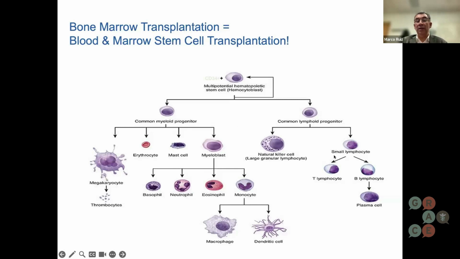As you can see here, this is what we call the stem cell, or the multipotential hematopoietic stem cell, and these are the different lymphoid and myeloid pathways. On this side of the slide, we have the B lymphocytes, on which we're going to concentrate, and this is where the majority of lymphomas develop. And on this side we have the myeloid cell, where we have the plasma cells.